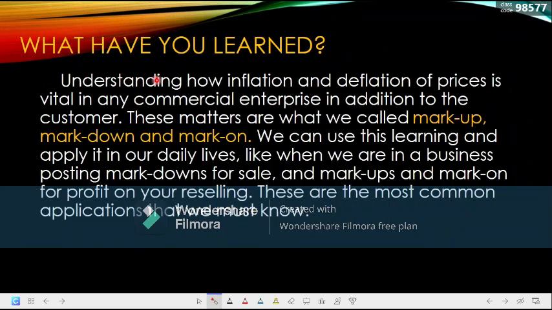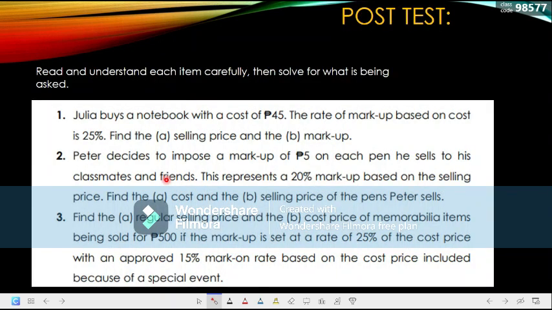Now, what have you learned? Understanding how inflation and deflation of price is vital in any commercial enterprise, in addition to the customer. Now, these matters are what we call markup, markdown, and mark on. We can use this learning and apply it in our daily lives. Like when we are in a business posting markdowns for sale and markups and mark on for profit on your reselling, these are the most common applications that we must know. Okay, so let's have a post test.